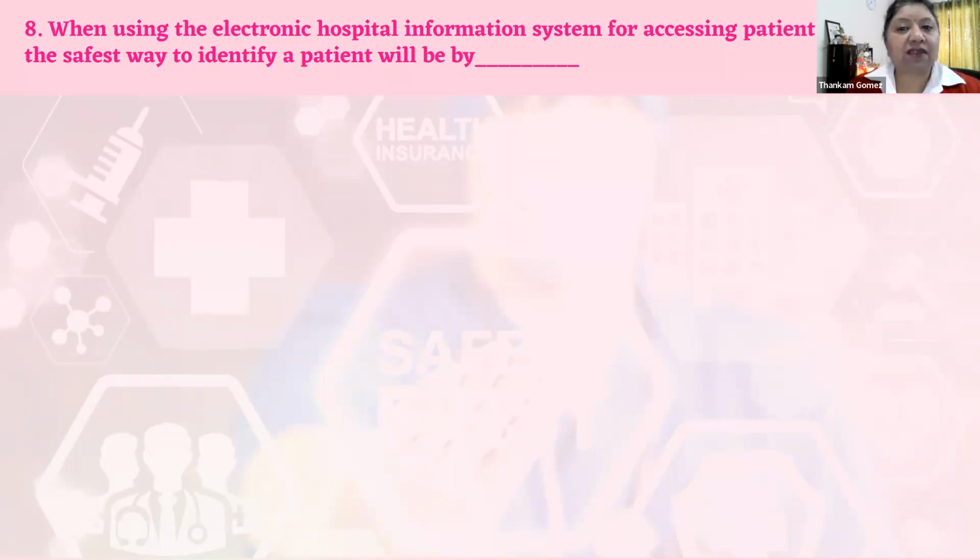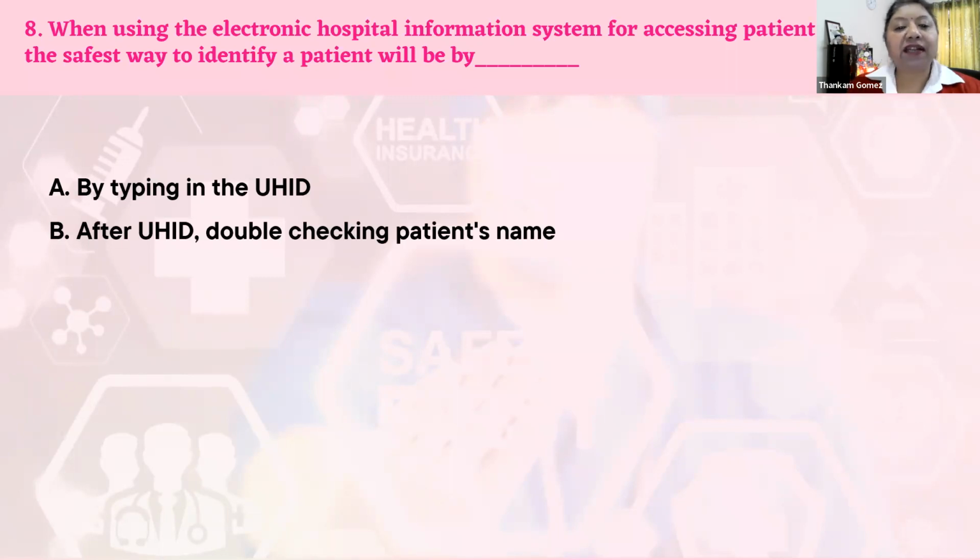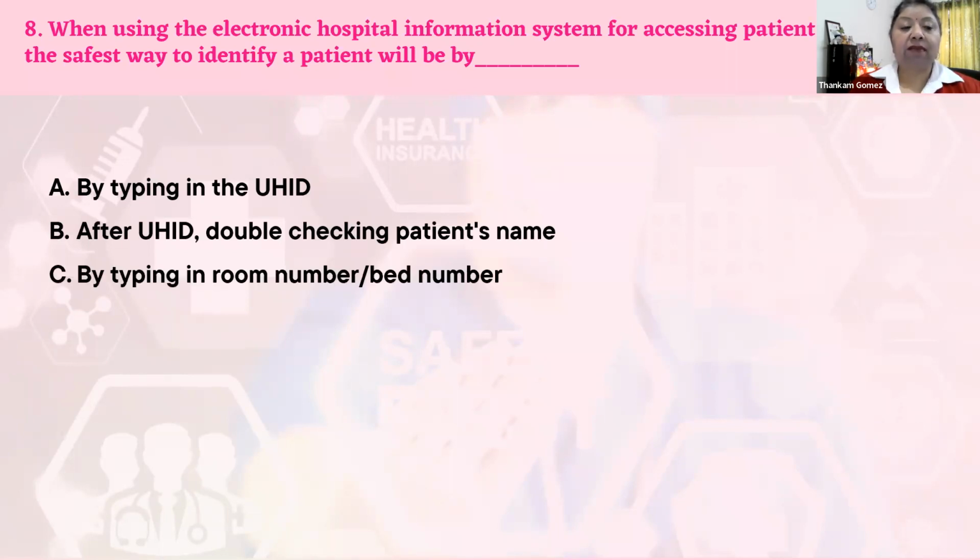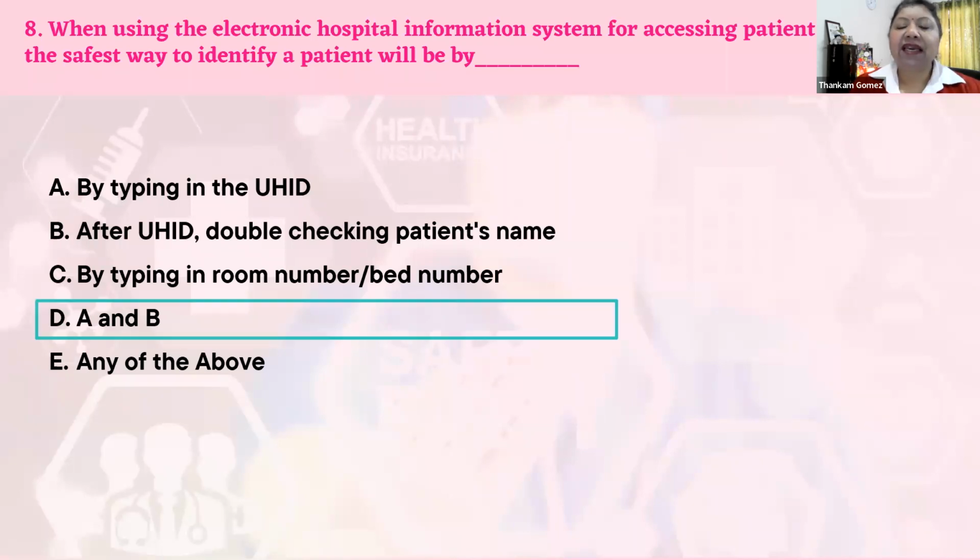So when you enter in the system, what should be the best way to do it? A, by typing in the UHID; B, after UHID, double checking the patient's name; or typing in room number and bed number. What is your answer? Should it be only A, just put UHID, or should I also check the patient's name, or just put my room number and I'm sure that it will come up? What is your answer? Or any of them will work out? Let's see. It is A and B.